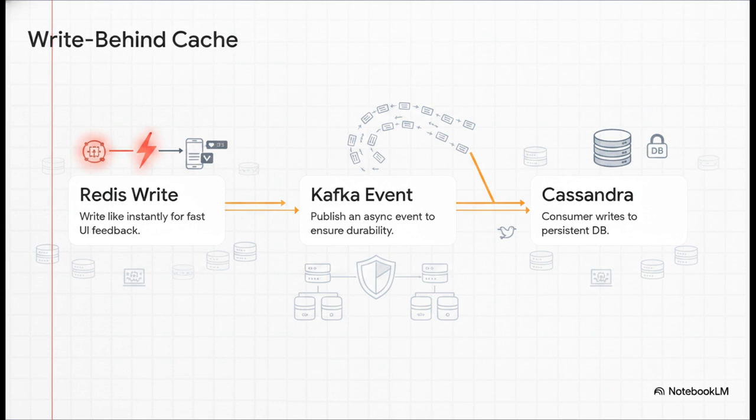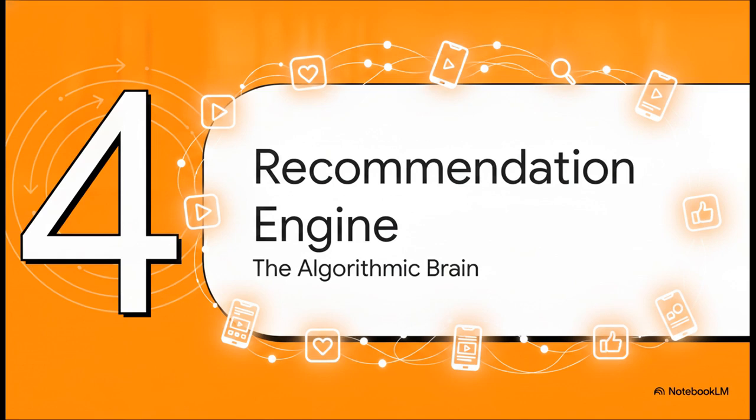Basically, when you like a video, it writes to Redis instantly so you get that fast UI feedback. Then it publishes an async event to Kafka, which eventually writes it to a persistent database to guarantee the data is safe. Let's shift gears to part four, the recommendation engine.